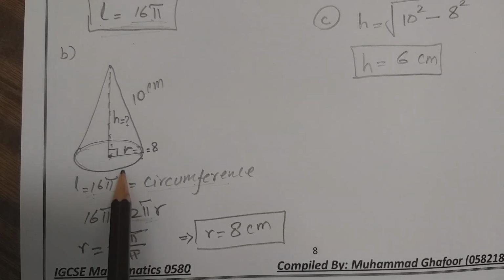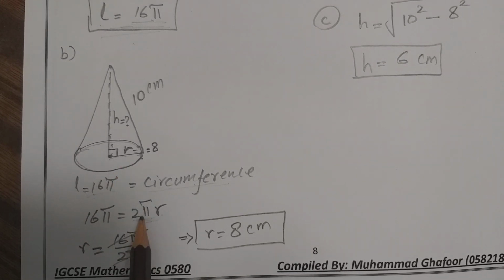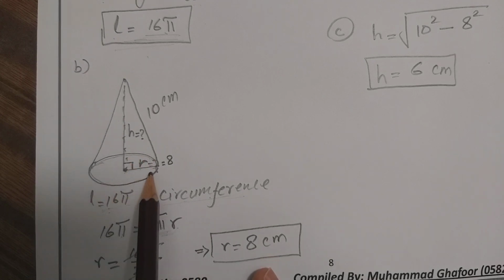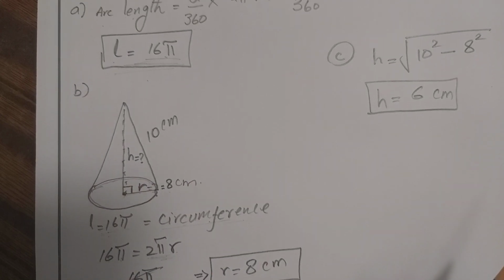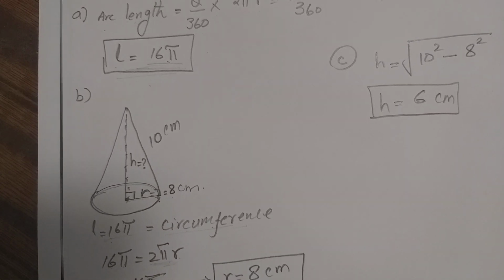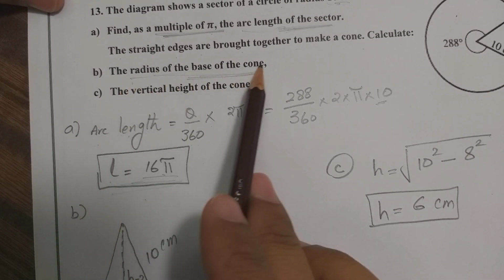So we need to find the radius. This is multiplication, so it transfers and becomes division. So 16 pi divided by 2 pi, the pi cancels. 16 divided by 2 becomes 8 centimeters. So the radius of the cone becomes 8 centimeters. Okay, this is what was asked: find the radius of the cone.